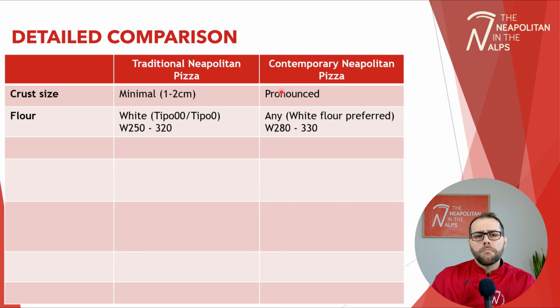The flour, we have some differences here. The traditional Neapolitan pizza wants to use white flour, as stated in the regulation, so type 00 or type 0. We can use up to 20% of semi-whole wheat flour tipo 1, but what's important to retain here is the W index, the strength of the flour. We tend to use a less strong flour than for the contemporary pizza, between 250 and 320, especially because we want less tenacity. Contemporary Neapolitan pizza uses a stronger flour, 280 to 330 generally.